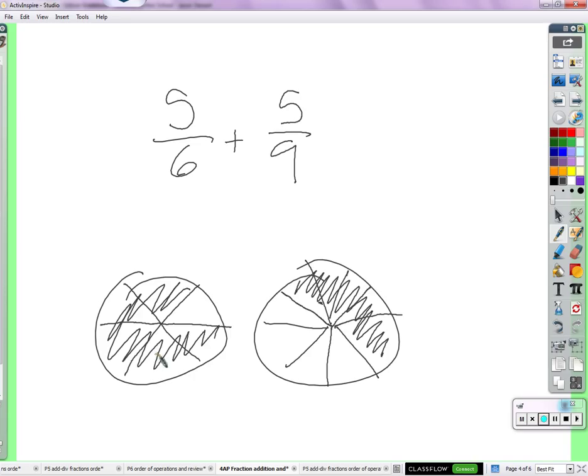So why can't I add 5/6 to 5/9 and say 10 with them? Because there are 2 different things. How many times have we said that? 53 times.